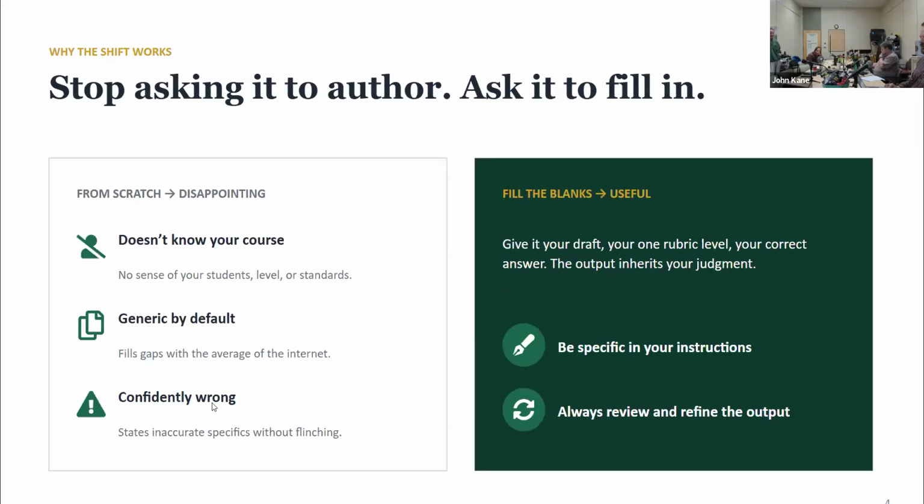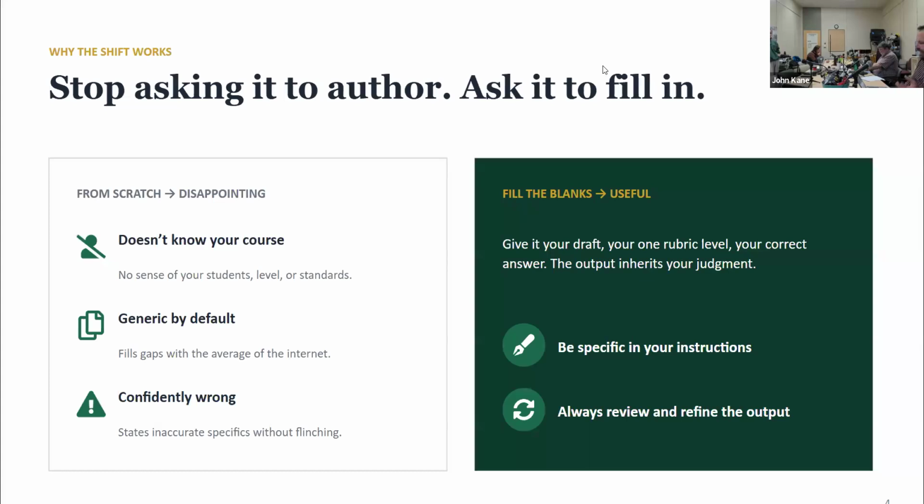So when we generate from scratch with AI, it tends to disappoint us for three main reasons. It doesn't understand your course, it doesn't understand your students, and it defaults to a generic average of the internet type of content. And as a lot of people have talked about over the course of today, it will state incorrect things extremely confidently. So one way around this is to flip the job. You give it your draft of something, and I'm going to show a few examples of this. One level of a rubric, the correct answer in a quiz, and the output that the AI generates is going to inherit at least some of your judgment, as opposed to its averaging of the internet that it takes when it gets a more generic prompt.